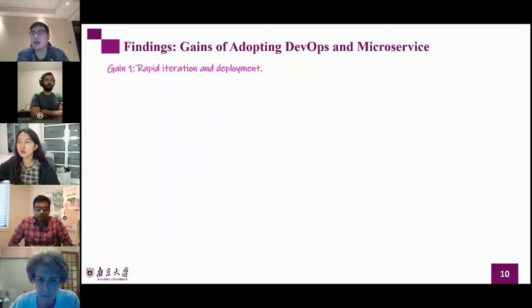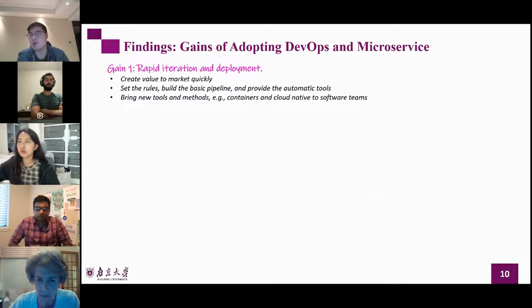Rapid integration and development are the major benefits from the perspective of the organization, which allows them to create value to market quickly. Both DevOps and microservice contribute to these benefits.